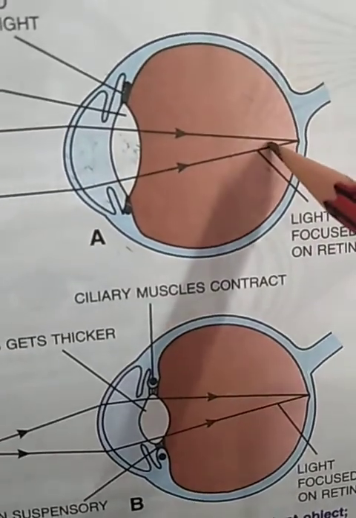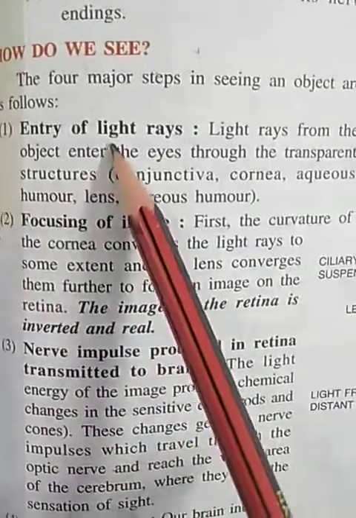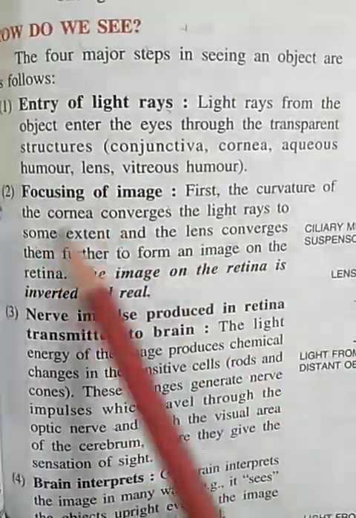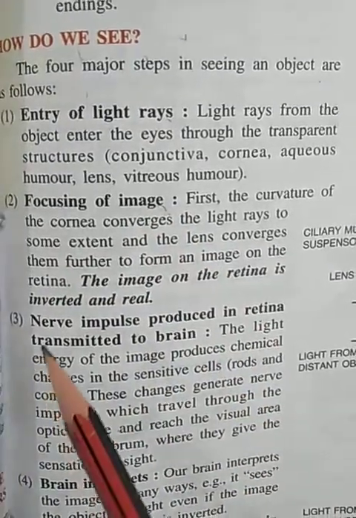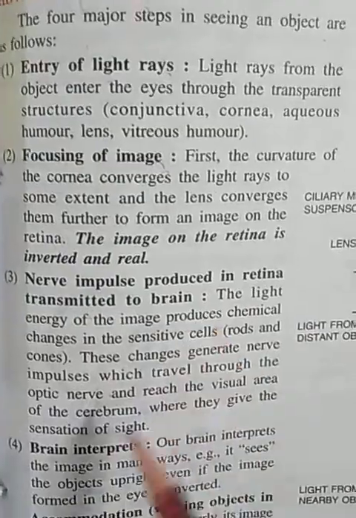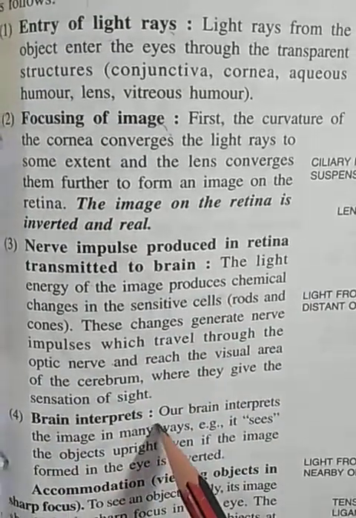Now students, our next topic is how do we see? There are mainly four major steps in seeing an object. First is the entry of light rays. Second is focusing of the image. Third is the nerve impulse produced in the retina and transmitted to the brain. And fourth is the brain interprets.